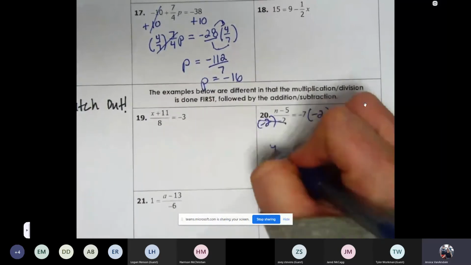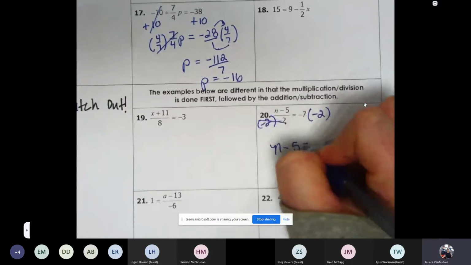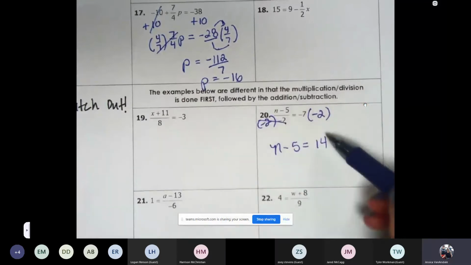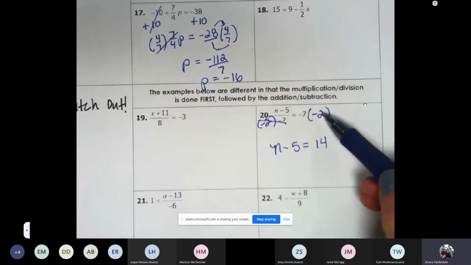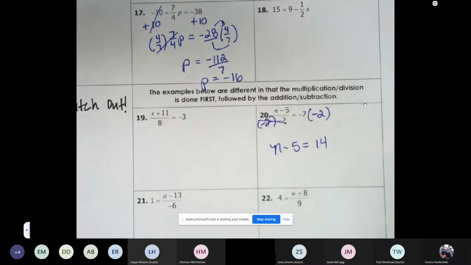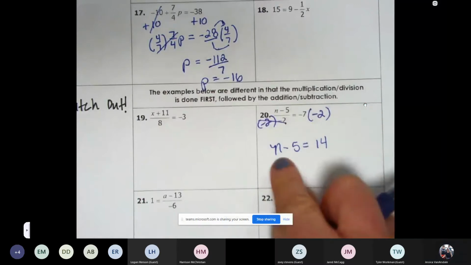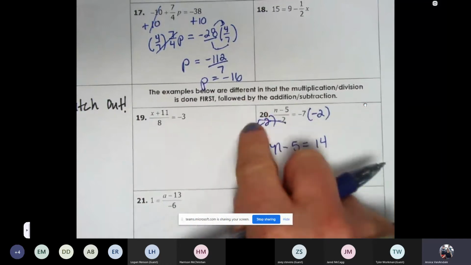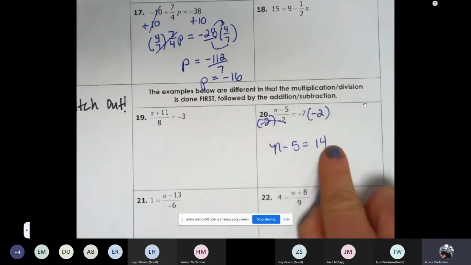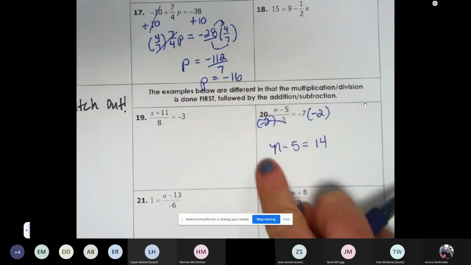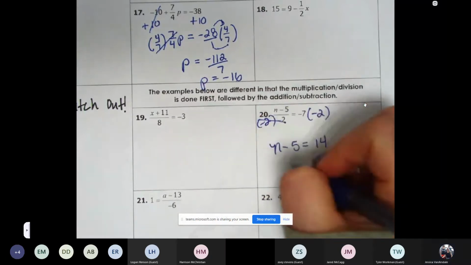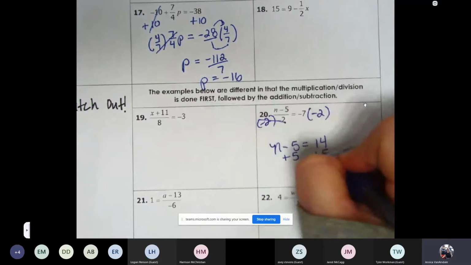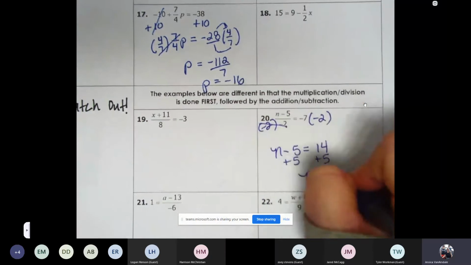So now you're left with n minus 5 equals 14. And it's positive 14 because it's -7 times -2, and negative times negative is positive. Again, calculator. See, now you have a simple one-step equation. As ugly as that looks, once you multiply by the denominator, you're back to business here with just a basic equation. N minus 5 equals 14. So we add 5 to both sides, and n is going to equal 19.